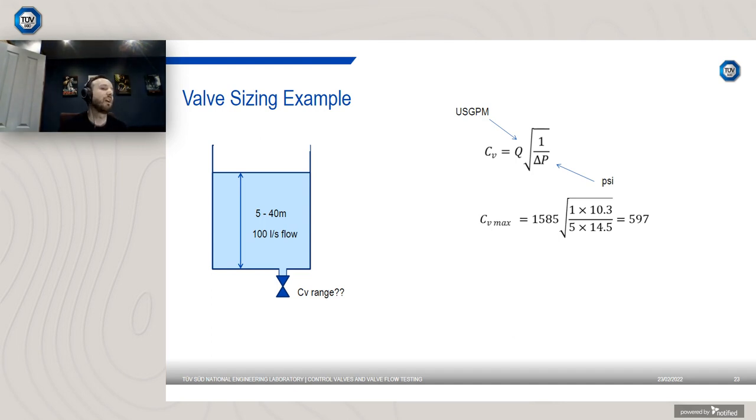So we need to convert 5 meters of water to differential pressure in PSI, and we need to convert 100 liters a second to US gallons per minute because those are the units that the CV formula expects. You put those numbers in and you come up with a CV of 597. Again, the minimum CV occurs at the maximum pressure drop, and that's going to be when you have 40 meters of water acting on the valve. You put the numbers in the formula and it gives you a CV of 211. So for your duty, or to achieve 100 liters a second, you need a valve that can cover a CV range of 211 to 597.